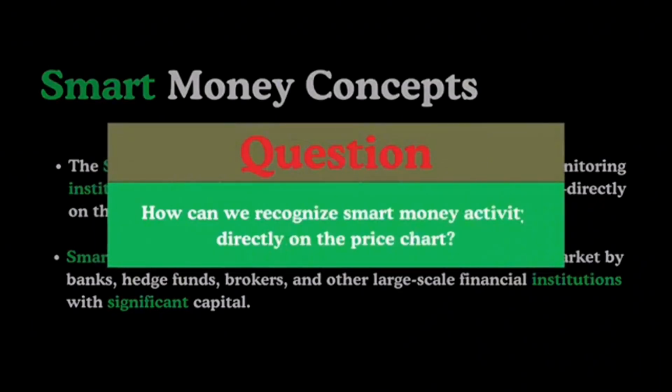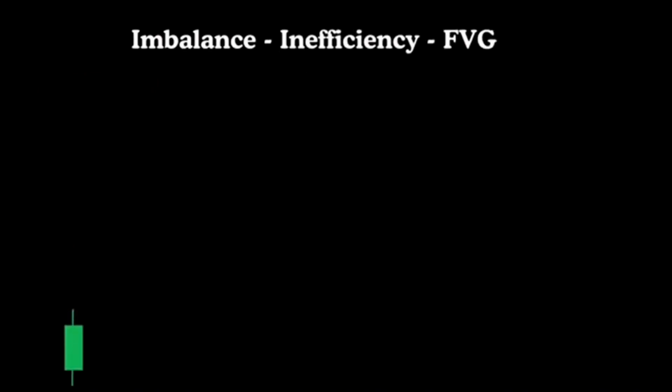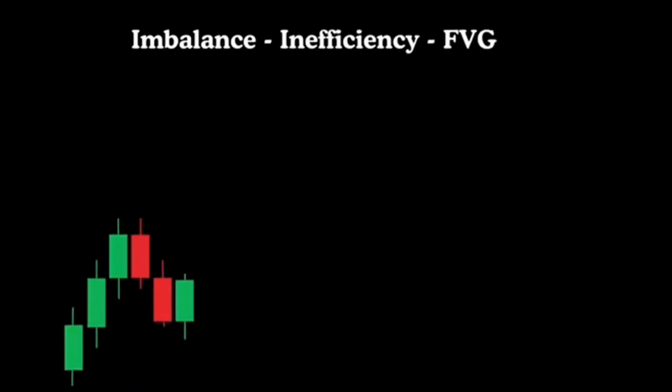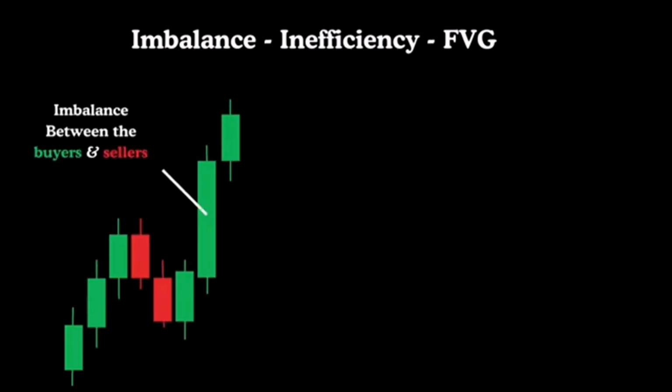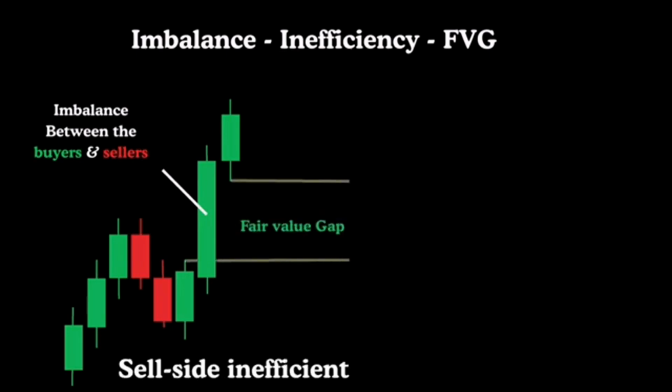How can we recognize smart money activity directly on the price chart? By detecting imbalances. Since imbalance, inefficiency, and fair value gaps are closely related concepts. When smart money flows into the market, it disrupts the balance between buyers and sellers, triggering strong price moves marked by large candles and visible gaps between the wicks. In such instances, the price action is labeled sell-side inefficient, and fair value gaps form between the wicks.